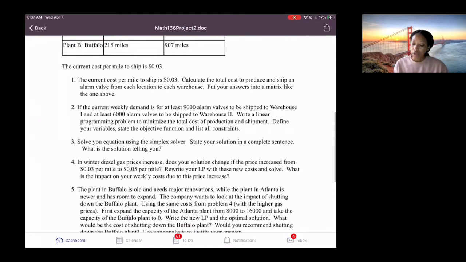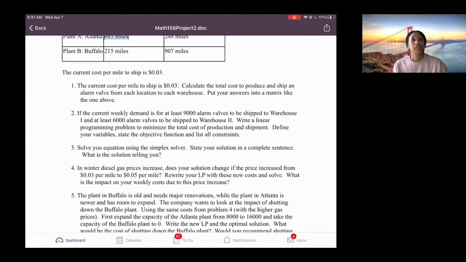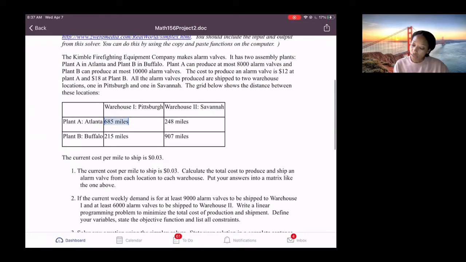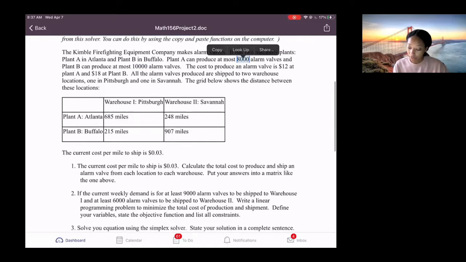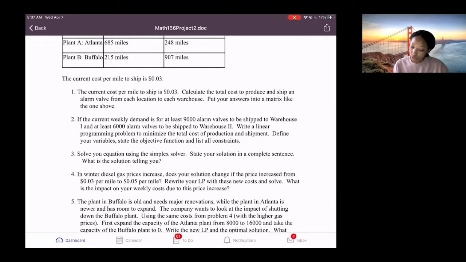From there, you can set up your constraints based on 2 things. One, up here, it says Plant B can produce at most 10,000 valves and Plant A can produce 8,000 valves. So you'll be able to set up 2 inequalities using that information. And then also in part 2 here, it says the demand for alarm valves from warehouse 1 is 9,000 and at least 6,000 from warehouse 2. So with that information, you can set up inequalities. And then once you have your cost function and your constraints, put this into the simplex method to solve.